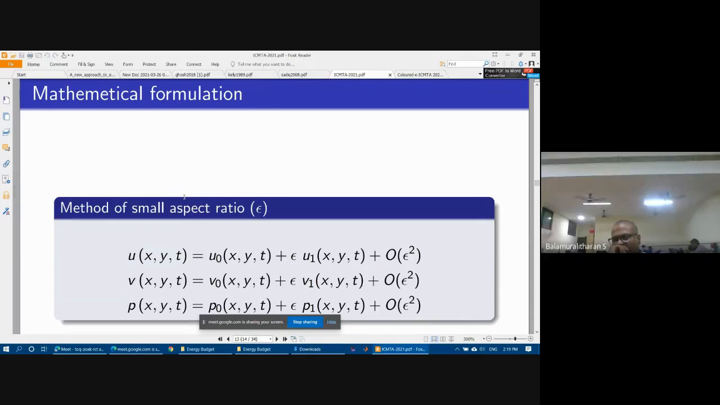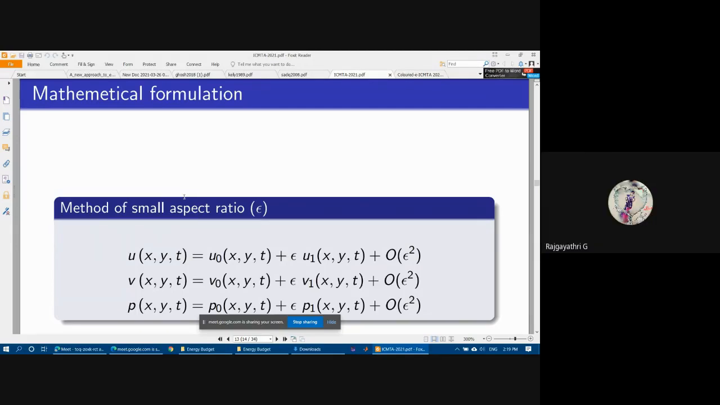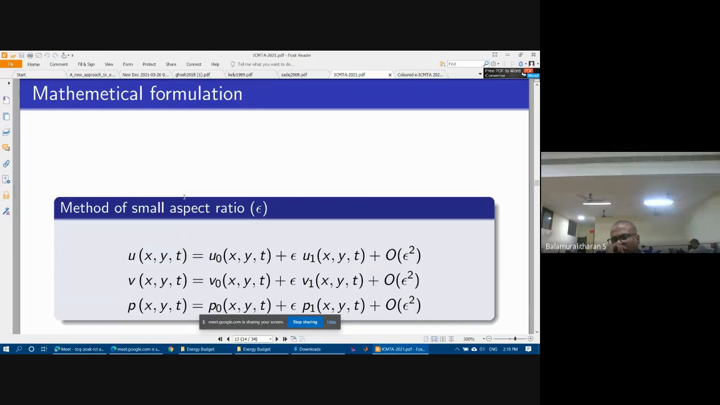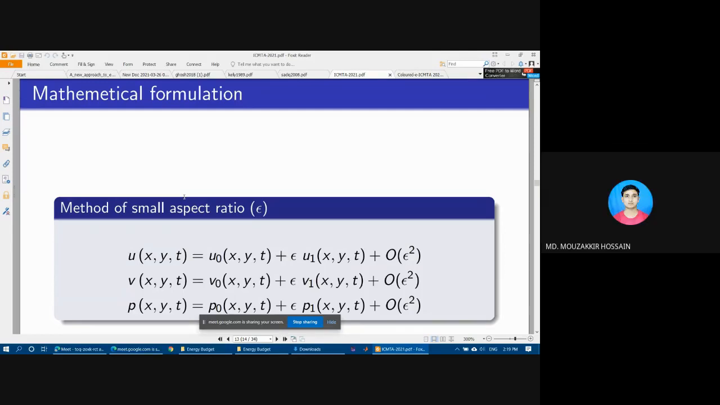Singular perturbation, or boundary layer solution? Boundary layer solution, sir. Yes, sir.